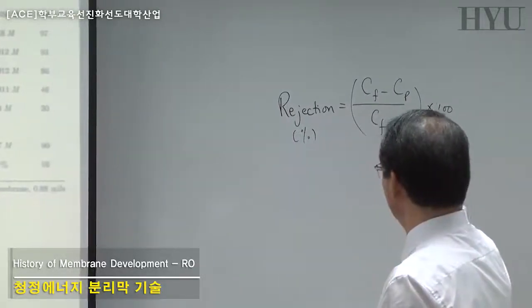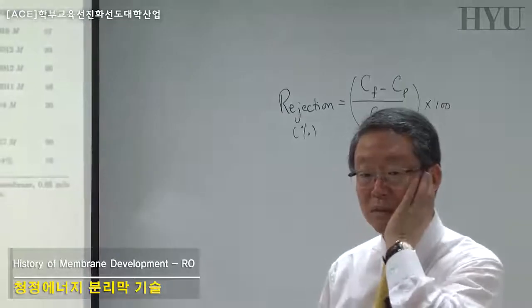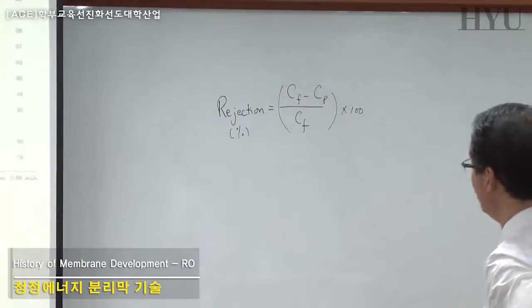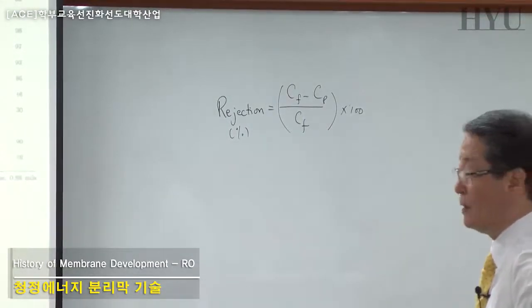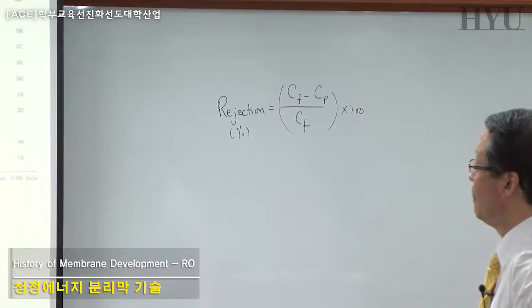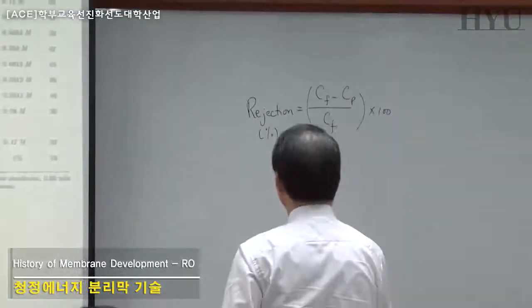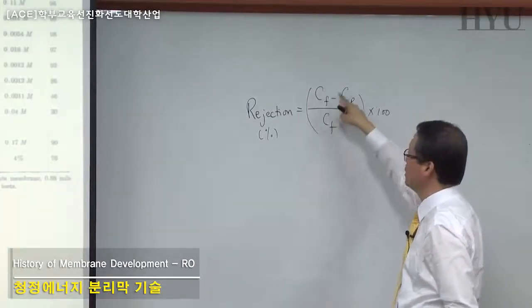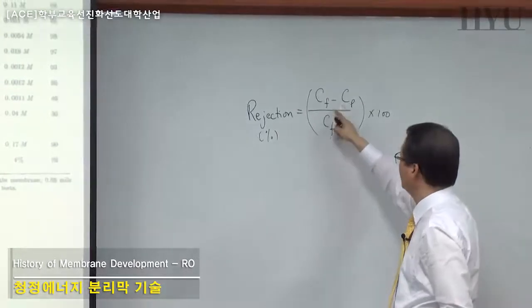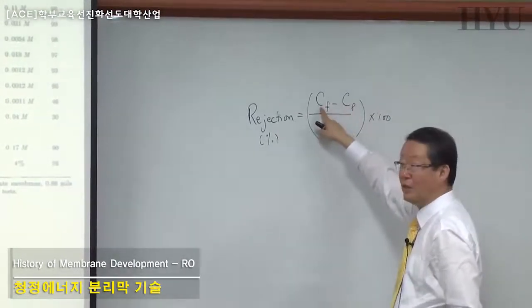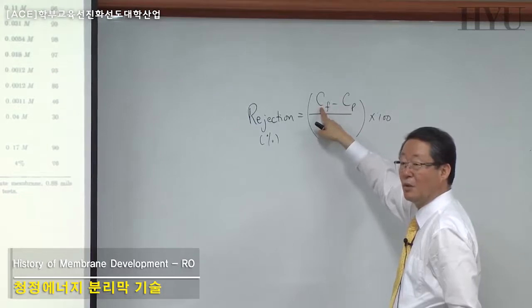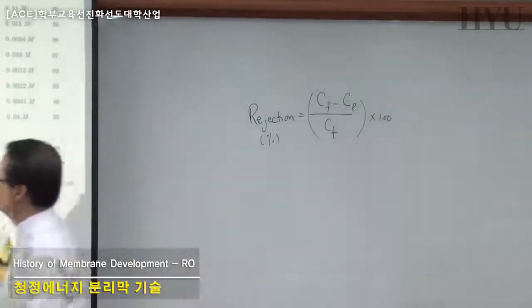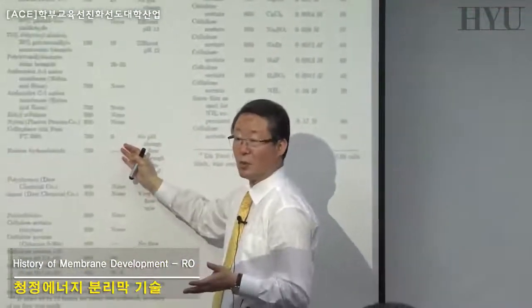or maybe CP or CF, might be a little bit. So in the concentration, F means feed and P means permeate. So when there is no salt coming out here in the permeate, then you have 100% rejection. If the concentration of the permeate is the same as the feed, that means that there is no rejection. So a lower number of this rejection means that this is not functioning well.